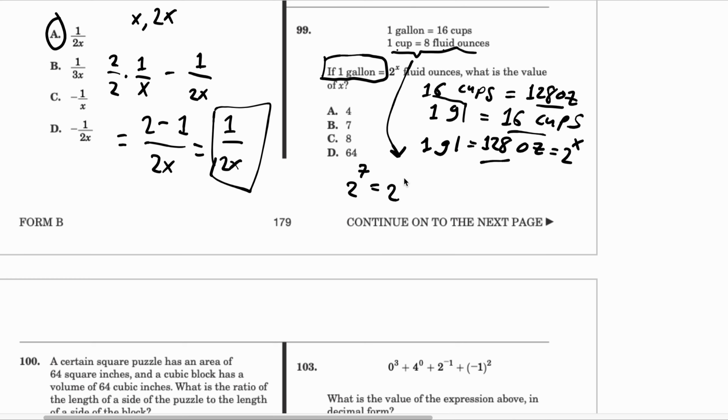So we can check that, right? 2 to the 3 times 2 to the 4, and then 2 to the 3 is 8. 8 times 16, which is 128. Yeah, so it would be 2 to the 7. So 1 gallon is equal to 2 to the 7 fluid ounces, so the value of x would be 7.